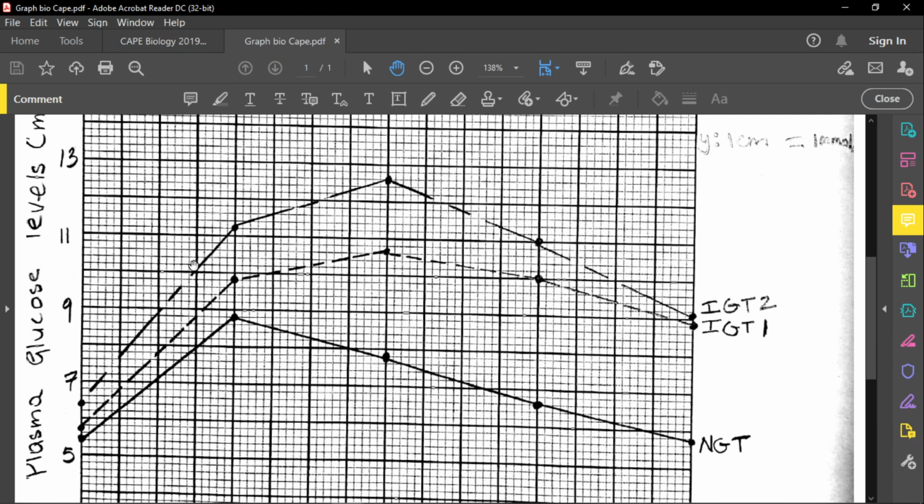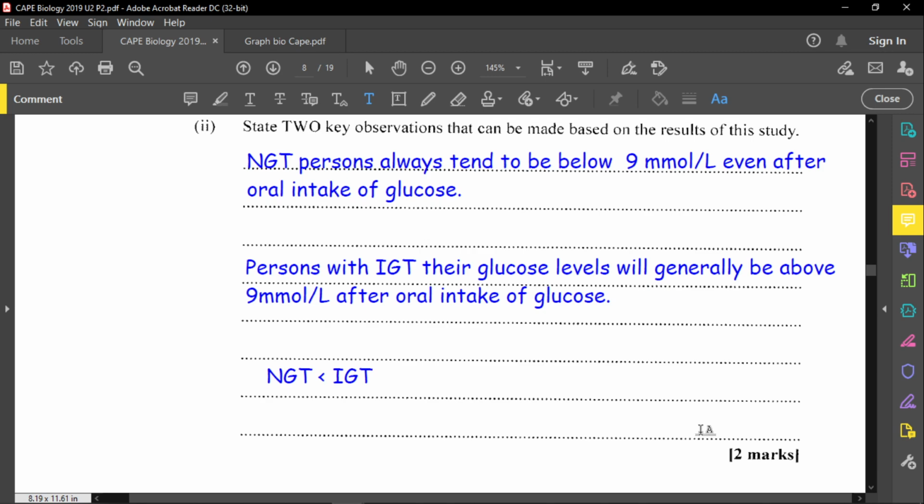And again, if you notice the IGT points, they generally tend to be above 9. And remember, after 9, you consider yourself to be pre-diabetic or diabetic, or you have some concerns that may need to be checked out. All right, so now let's go to the next part of the question.